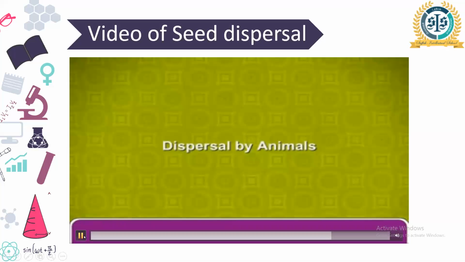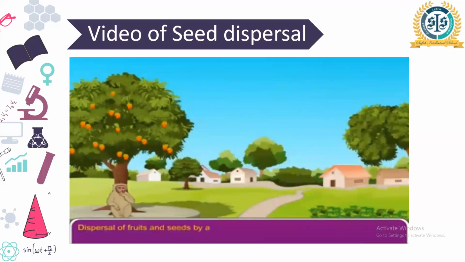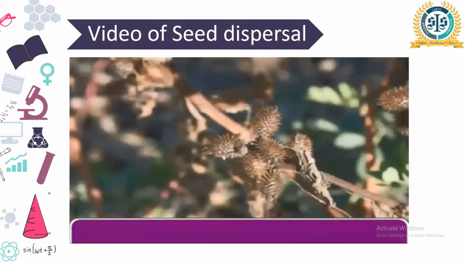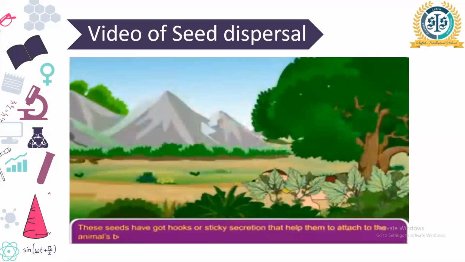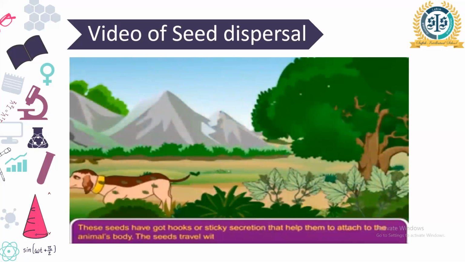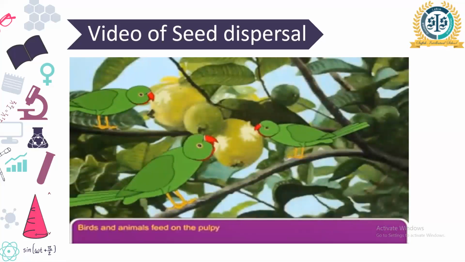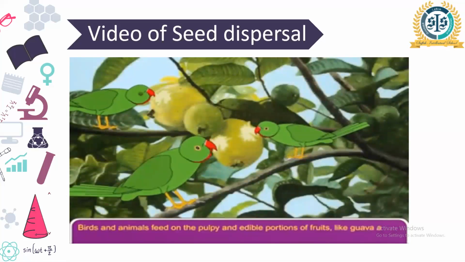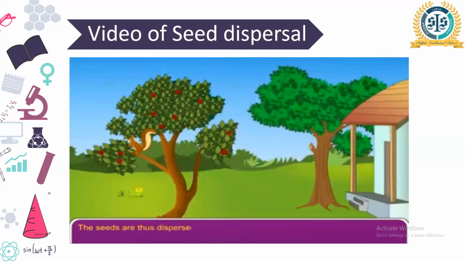Dispersal of fruits and seeds by animals. Many seeds and fruits are dispersed by various animals. These seeds have hooks or sticky secretion that help them to attach to the animal's body. The seeds travel with the animals to distant places. Birds and animals feed on the pulpy and edible portions of fruits, like guava and apple, and pass out the undigested seeds with their fecal matter. The seeds are thus dispersed at different places and germinate to form new plants.